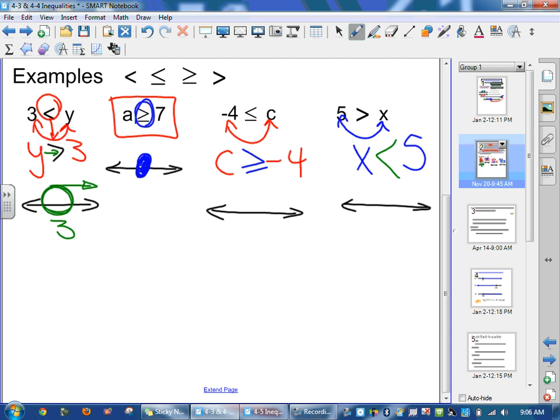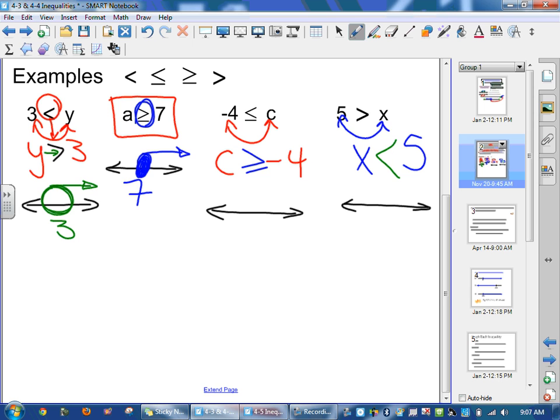Okay? Now, which way is it pointing? It's pointing to the right. Good. So we're going to point to the right. And what number goes underneath? 7. Perfect. Okay? Think you got a handle on that? Perfect. You try the next 2.